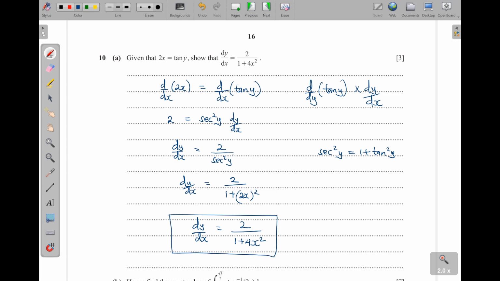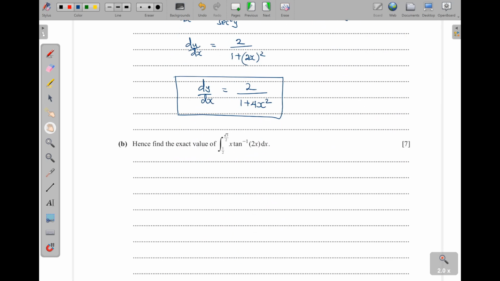Just like that. Then they are telling us part B, meaning begin from where you have stopped, or find a way of applying what you have gotten into this integral. Okay, so what are we going to have here? This is a product of two functions. When we are integrating a product of two functions, we use integration by parts.